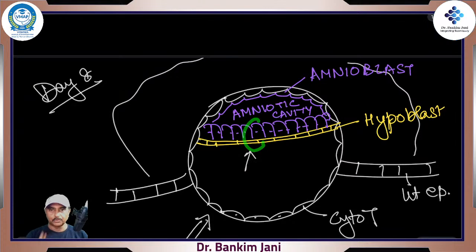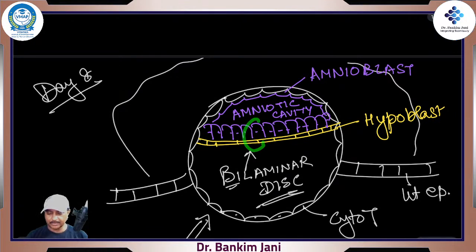So now we have this portion, which is called the two layer, also called the bilaminar. Bi means two, lamina means layer. So it is a bilaminar disc. This whole thing would look like a disc. This implantation continues, so by day 9 it reaches this level.